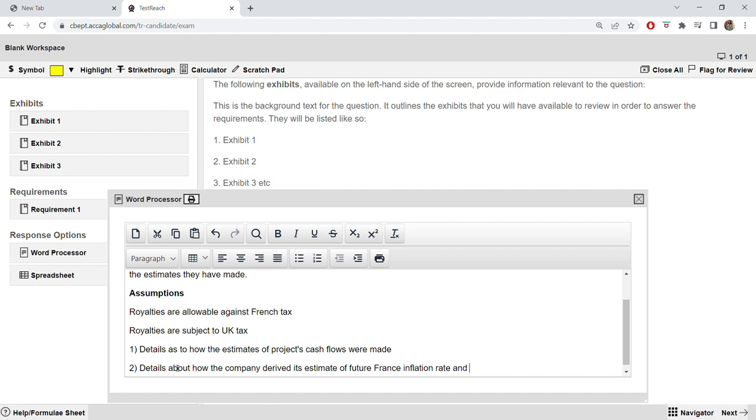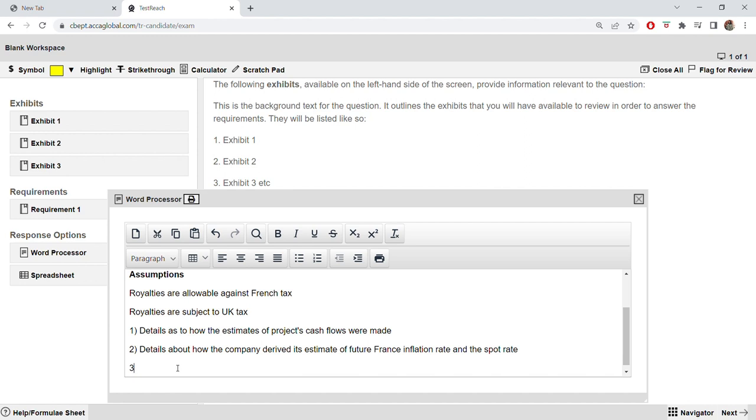And the spot rate, because they are predicted. Wherever the estimates are used, you have to write those only in your assumptions. Wherever estimates are not used, you don't have to. For example, inflation is an estimate, spot rate is an estimate, cash flow is an estimate.